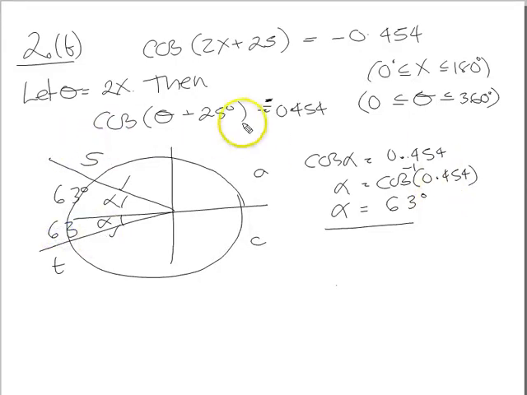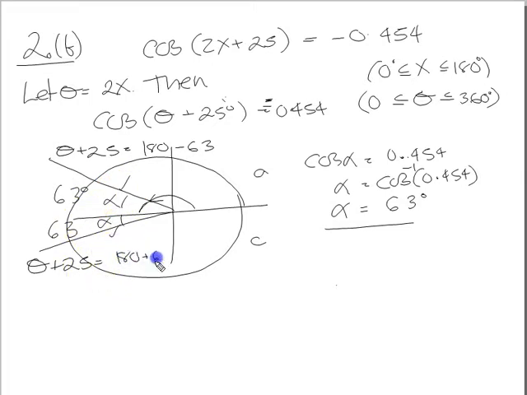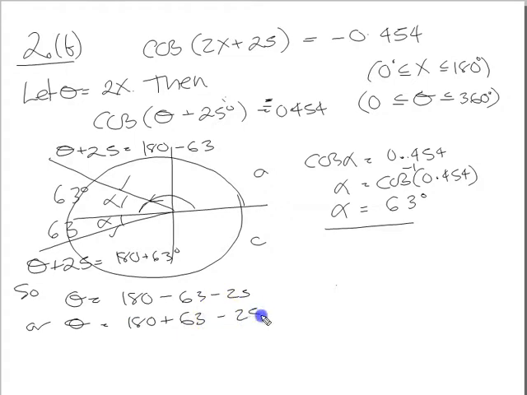So what have we got then? Well, we've got theta plus 25, because that's the angle that we're talking about, the cosine of the angle. Theta plus 25 is equal to this angle here, which is round 180, 90, 180, and back 63. Or this angle here, which is theta again plus 25, and that's round 180 plus 63. Agreed? So the first one tells us from the top line, theta equals 180 minus 63 minus 25, or theta equals 180 plus 63 minus 25, wasn't it? So what does theta equal then?